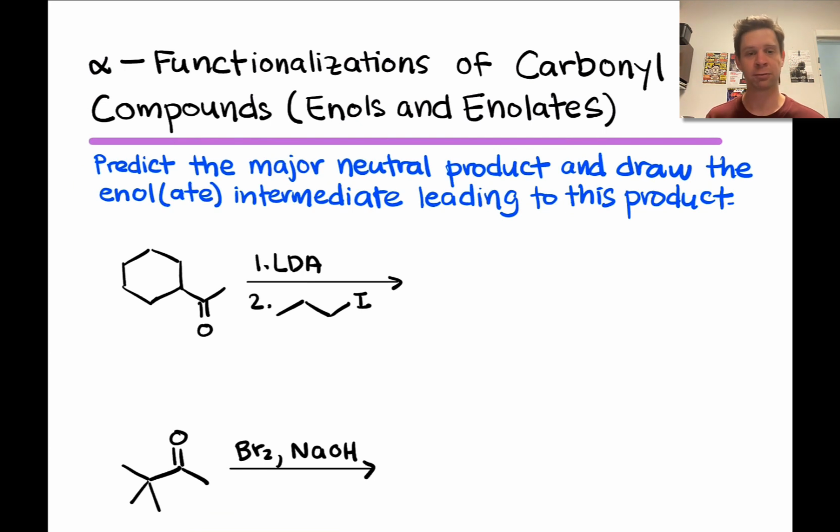So right here in the first problem, we have a ketone. We've got a cyclohexyl methyl ketone, and that's being combined with LDA, which is lithium diisopropyl amide. Now, LDA is the lithium cation together with a nitrogen anion, and that nitrogen is linked to two relatively large isopropyl groups. So this is a bulky kinetic base. This means that deprotonation is going to occur selectively at the less substituted position, leading to the less substituted enolate.